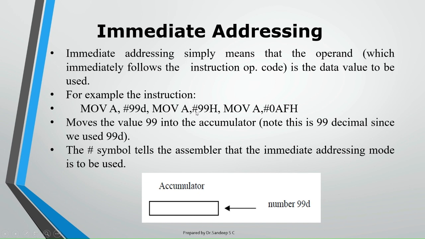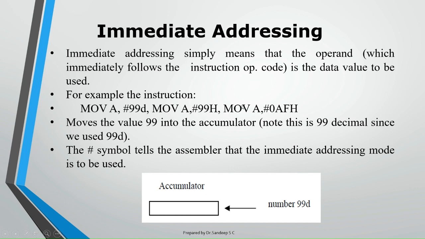Okay. So here we can see another example. MOV A, #99H. Here it was D, here it is H. So that means this is a hexadecimal number. Here it was a decimal number, here it is a hexadecimal number. The suffix we add indicates the base number system we are using. However, the syntax still remains the same, that is A comma hash 99.